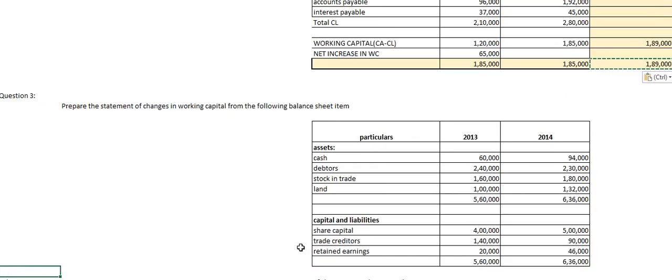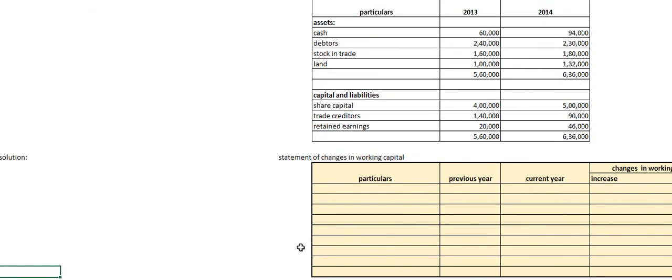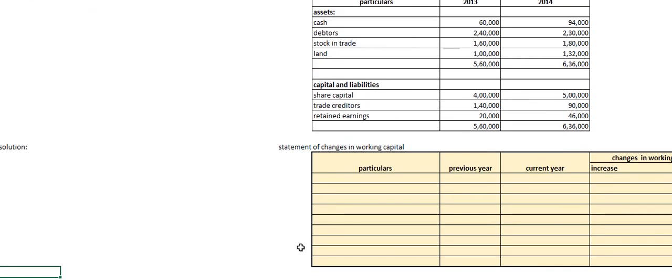Moving on to the third problem, which is prepare the statement of changes in working capital from the following balance sheet. Here we have 2013 and 2014 given as two balance sheet dates. So we will consider it according to the statement of changes in working capital. So cash is your current asset, debtors current asset, stock and trade current asset, land is fixed asset, share capital is shareholders funds, trade creditors is your current liability, and retained earnings.